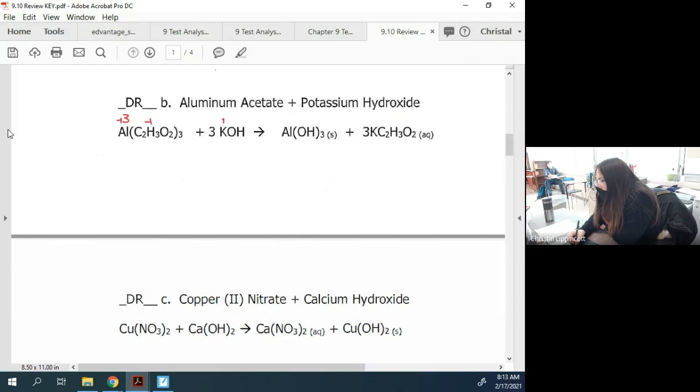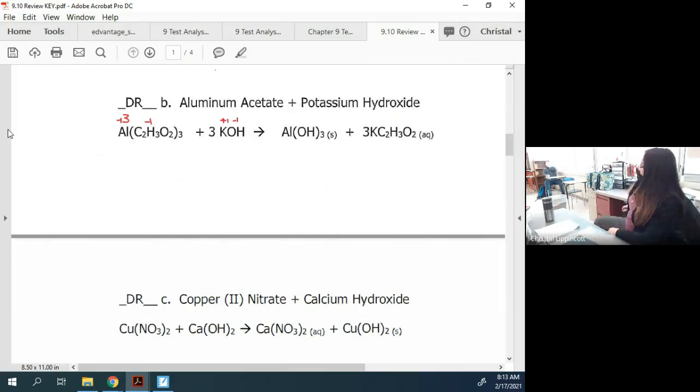This is potassium hydroxide. Hydroxide is a -1. This is a +1. So that is already balanced. That formula is already balanced before I do anything. I don't have to do a darn thing to that guy.